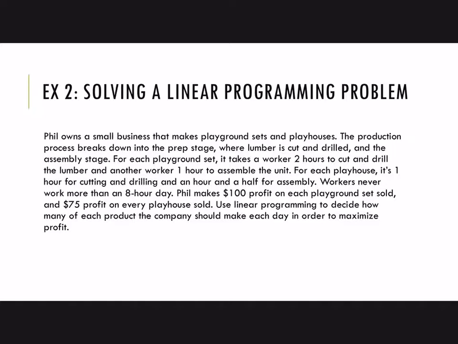Phil makes $100 profit on each playground set sold, $75 profit on each playhouse, and our task is to use linear programming to decide how much of each product the company should make each day in order to maximize the profit. Okay, so step 1 is to write an objective function. Now we need to know what the variables are in order to do that. So if you look at the last sentence here, decide how many of each product the company should make to maximize profit. Right, so those are the two variables, and if you back up to the beginning, the two products are playground sets, let's call that X, and playhouses, let's call that Y.